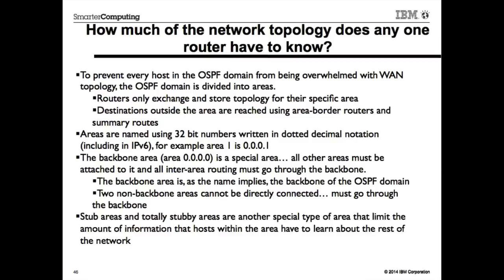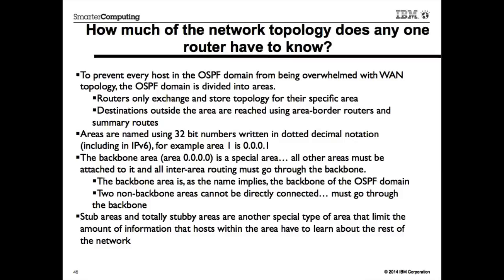So I don't learn topology that's outside my area. I have area border routers that connect my area to the other areas that tell me how to reach destinations in other areas. So in OSPF, areas have names, and those names are 32-bit numbers. And they're written in dotted decimal notation for some reason, so they look like IP addresses. Even IPv6 areas are 32-bit numbers written in dotted decimal notation. So for example, area 1 would be written 0.0.0.1.